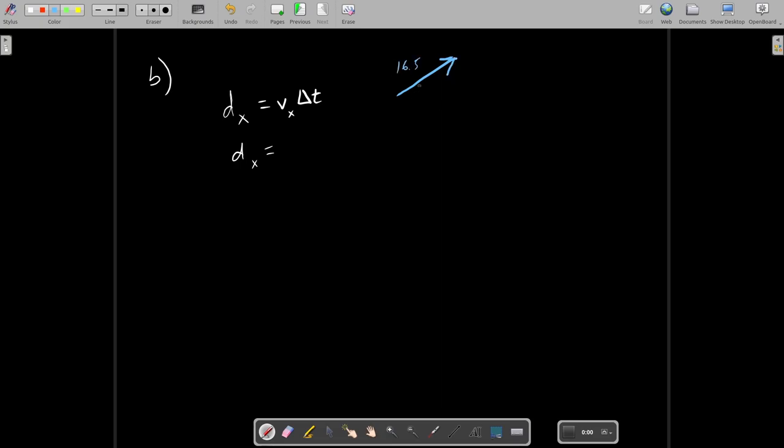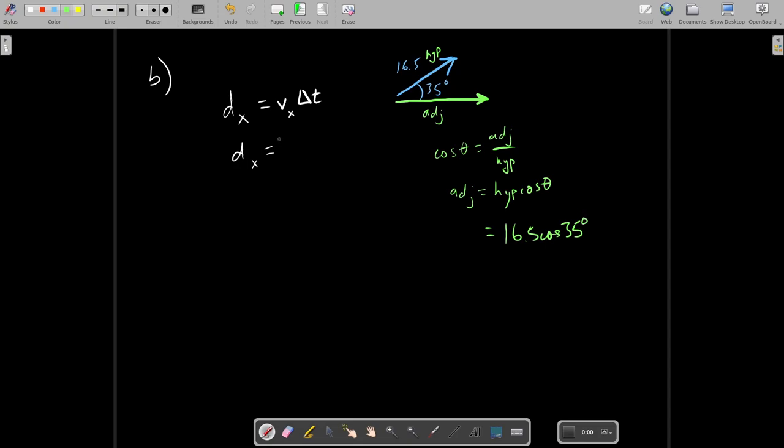We have 16.5, and it's 35 degrees from the horizontal, right? So then this component over here, the x component, this would be adjacent. This would be hypotenuse. So cosine theta is equal to adjacent over hypotenuse. And if we're trying to find the adjacent, adjacent is going to be equal to hypotenuse times cosine theta. And therefore, that's going to be equal to hypotenuse, which is 16.5 times cosine 35. And that is our Vx.